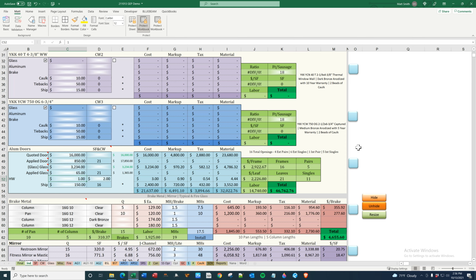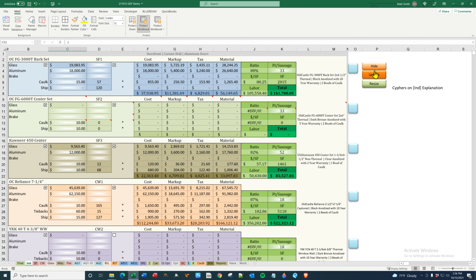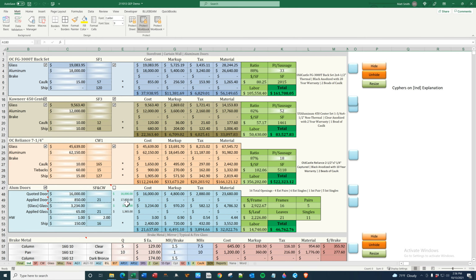So I believe that is it. We went over the clear buttons here. They're on every one of them. I'll just demonstrate here the hide again. It just hides the ones that aren't being used.